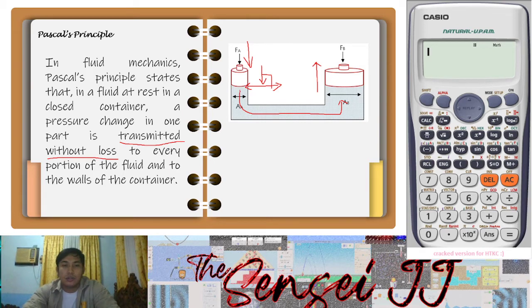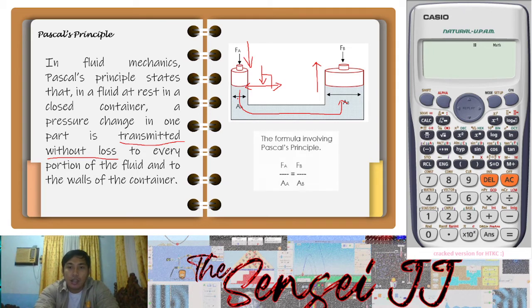Okay, and we're just talking here about the ideal Pascal's principle. So we have here a formula of force over area. Force over area of A is equivalent to force over area of B, meaning pressure of A is equivalent to pressure of B. So we have greater force here with the little area, and we have minimum force here for a great area. Okay, so we will be dealing with this in our examples.